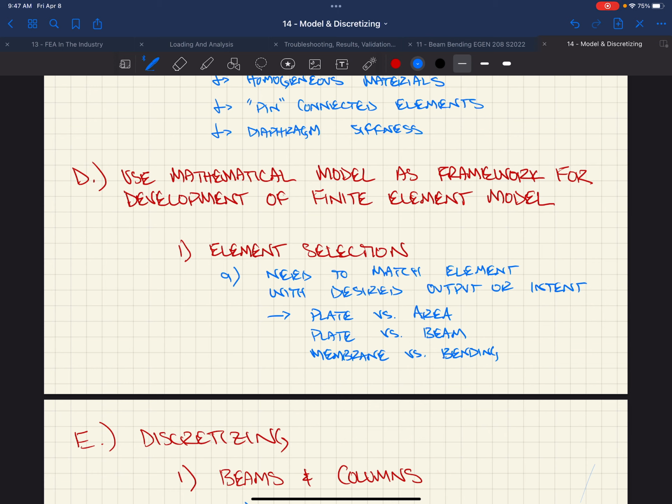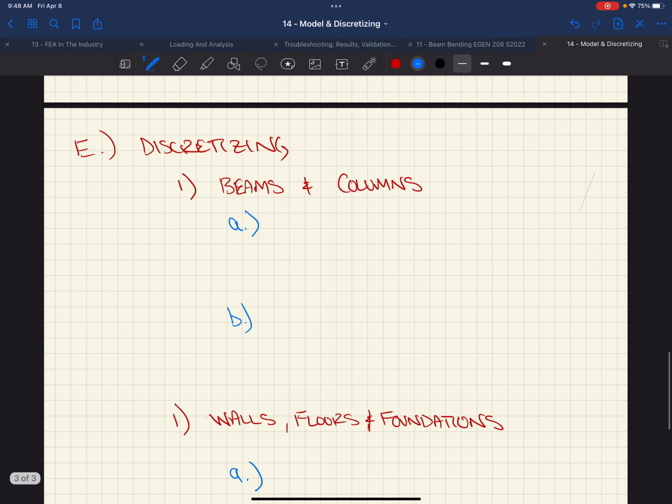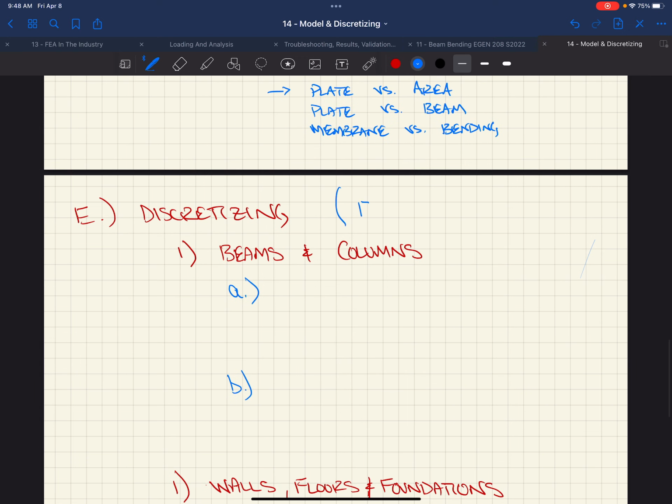Yep. Stuff like that. So anyway, membrane versus bending are things we need to look at. Okay. As we take that mathematical model and put it into the finite element model, the next one is discretizing, right? Now that we've selected these elements based on what type of results we want out of it, we then discretize, and as we have talked already, this is a big deal.